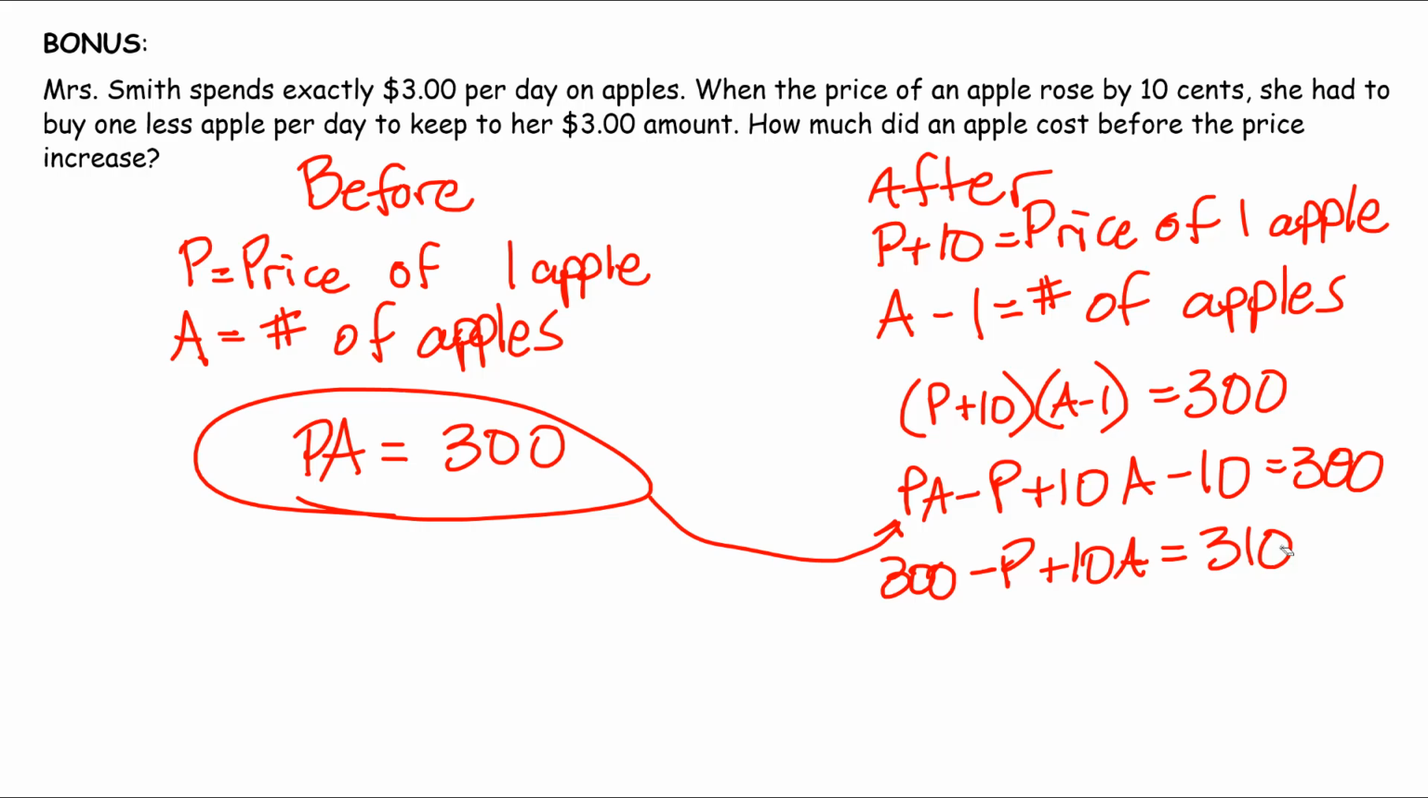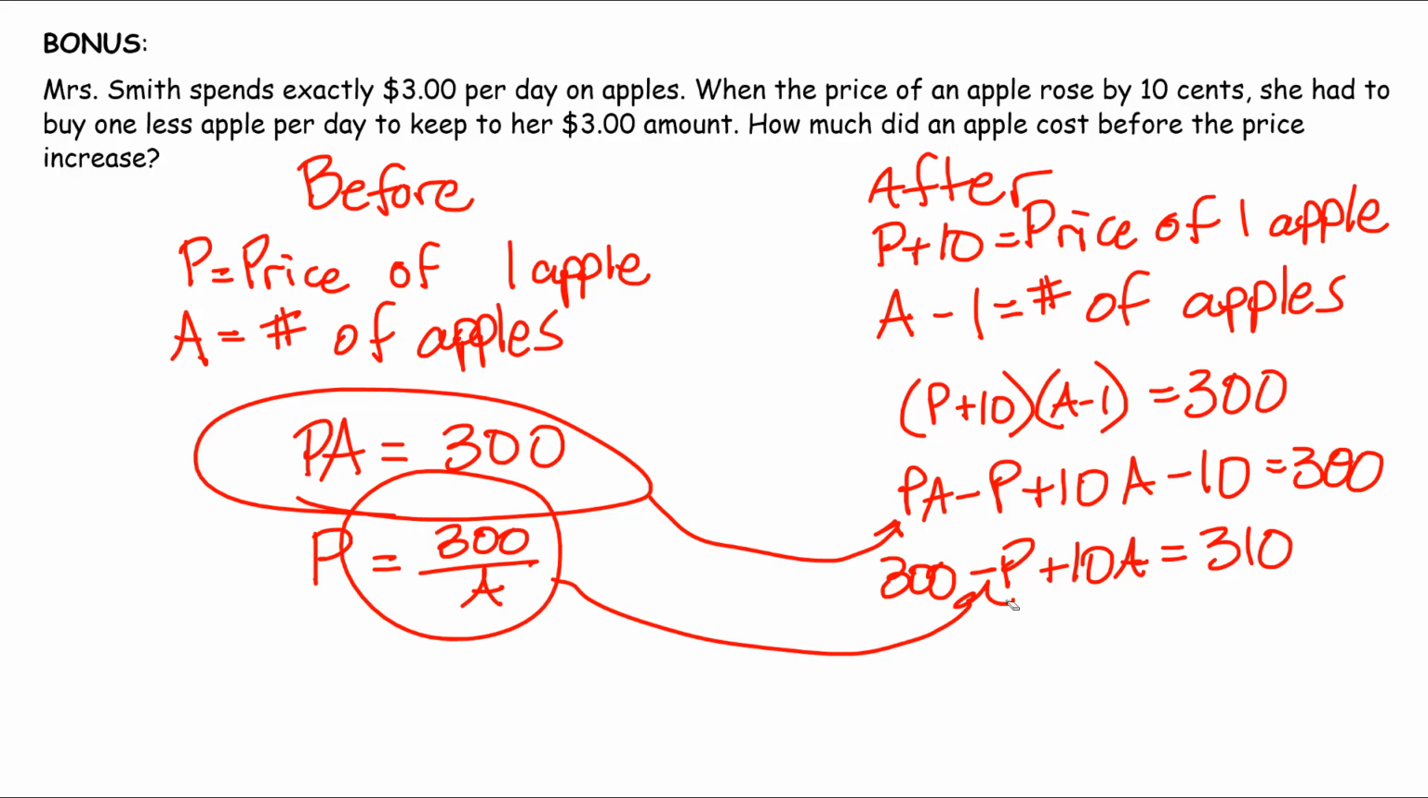I can't solve that. So I'm going to go back to this first equation and use it again. This time I'm going to solve for P in this first equation by dividing both sides by A. So P is equal to 300 divided by A. So now I can put this into this equation for P. So 300 minus 300 divided by A plus 10A is equal to 310.